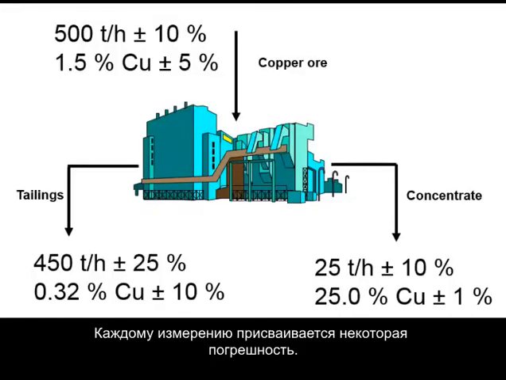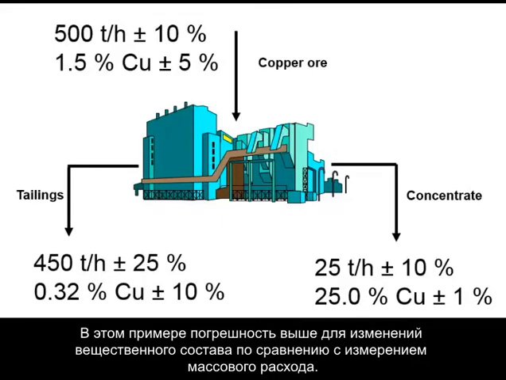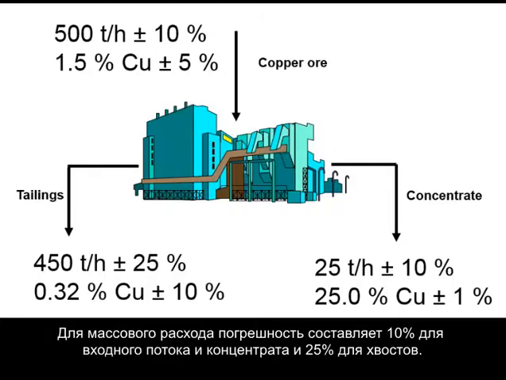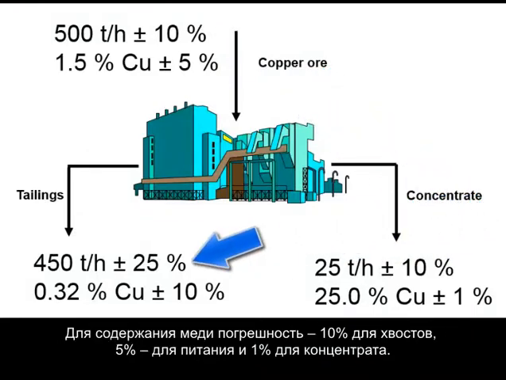A level of confidence is associated with each measurement. In this example, the level of confidence is better for the measurement of the chemical composition compared to that of the mass flow rate. For the mass flow rate, the level of confidence is 10% for the feed and the concentrate and 25% for the tailings. For the copper content, the level of confidence is 10% for the tailings, 5% for the feed and 1% for the concentrate.